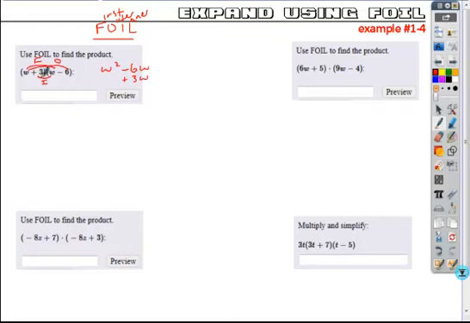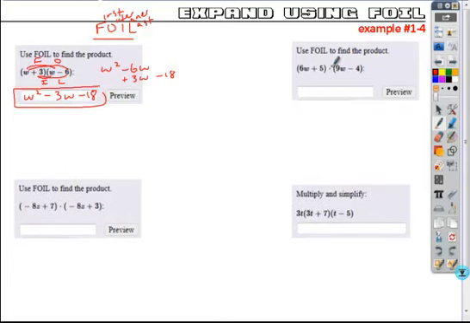And then my final distribution is my last terms. That's what the L stands for. So 3 times a negative 6 is negative 18. And when you combine your like terms, you get W squared, a net of minus 3W, and minus 18 for your product. So as I work through this, again, foiling only works when you are multiplying two binomials.